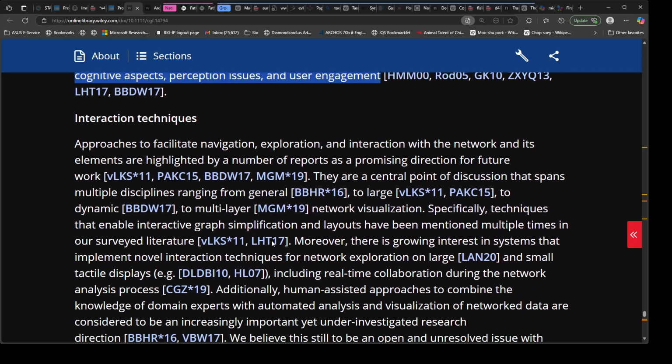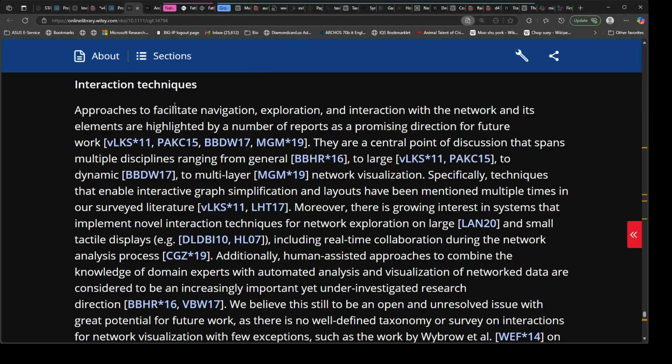Interaction techniques. Approaches to facilitate navigation, exploration, and interaction with the network and its elements are highlighted by a number of reports as a promising direction for future work, VLKS 11, PAXI 15, BBDW 17, MGM 19. They are a central point of discussion that spans multiple disciplines ranging from general, BBHR 16, to large, VLKS 11, PAC 15, to dynamic, BBDW 17, to multilayer, MGM 19, network visualization. Specifically, techniques that enable interactive graph simplification and layouts have been mentioned multiple times in our surveyed literature, VLKS 11, LHT 17. Moreover, there is growing interest in systems that implement novel interaction techniques for network exploration on large, LAN 20, and small tactile displays, for example, DBBA10, HL07, including real-time collaboration during the network analysis process, CGZ19.